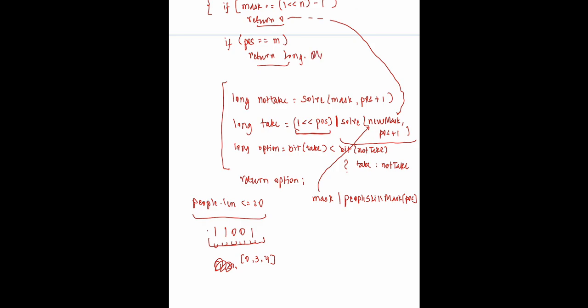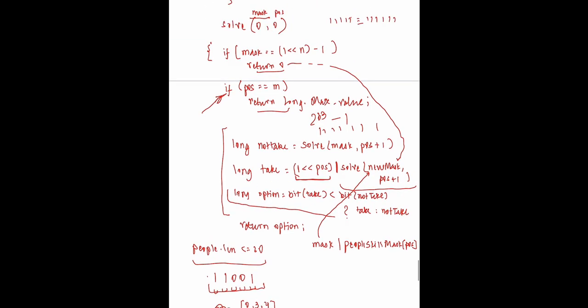Why do you do that? Because long max value is nothing but 2 power 63 minus 1, meaning all 63 bits have been set. So when you go to choose the best option, you obviously won't take this option, right? Because this is the maximum number of people you can take, which will always be more than whatever the answer is. And the answer exists all the time. So when you return long max value, that means you reached the end of people, but the mask hadn't been satisfied.